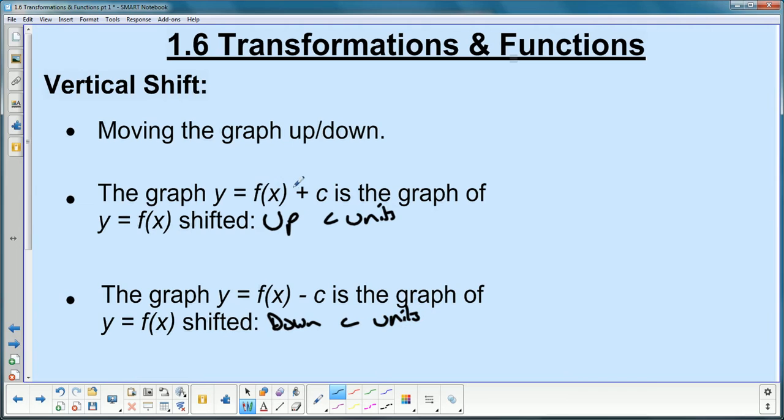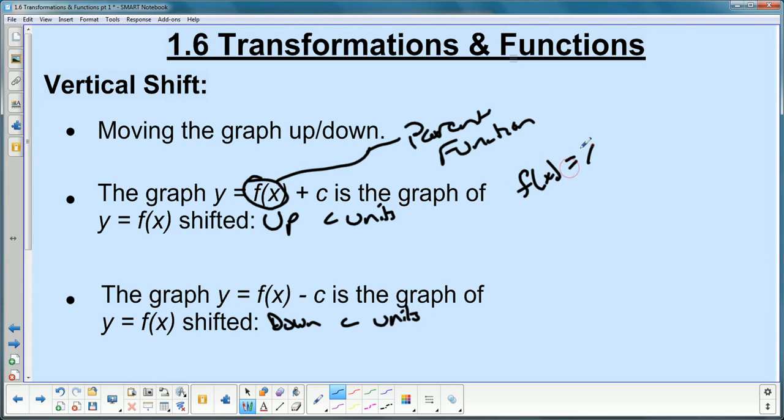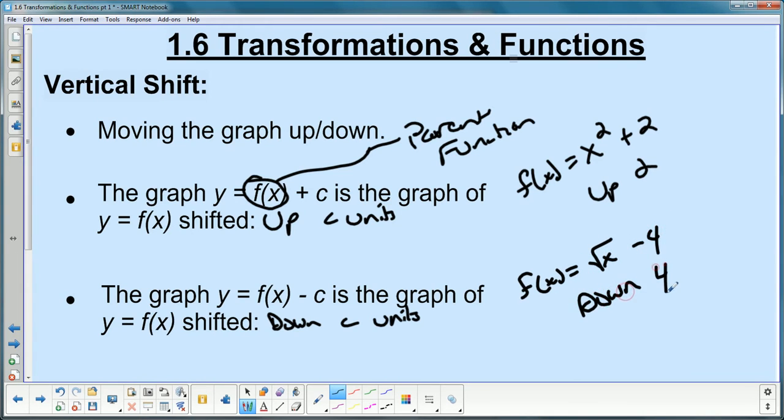Now the way this is written here, what that means is that f of x here is going to be some parent function. Okay, and the plus c has to be outside the parent function. It may make a little more sense after we talk about horizontal shifts as well. But an example of something moving up, we could say would be f of x equals x squared plus 2. This would be up 2 units, and you see that the plus 2 is not inside the parent function. It would be inside, also being squared if it was. An example of moving down, we could say would be f of x equals the square root of x minus 4, and this would be down 4 units.